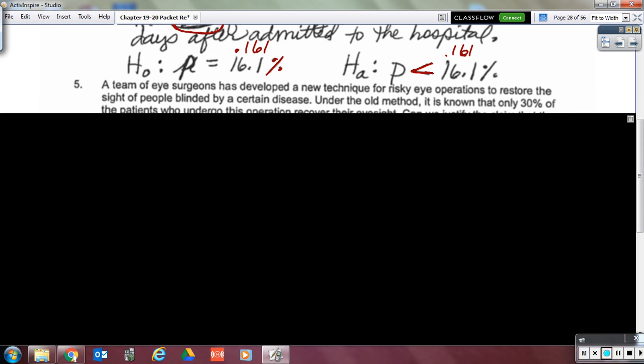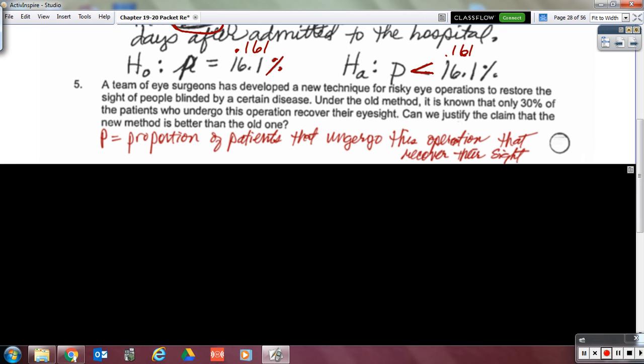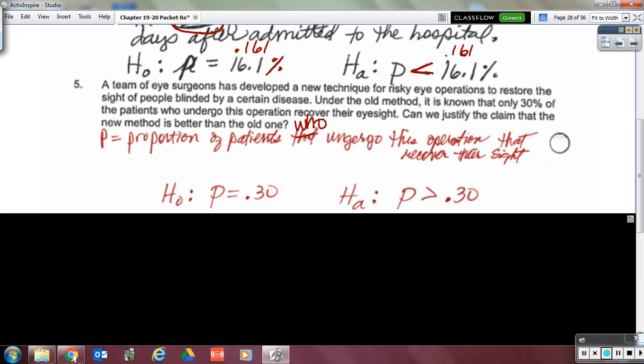Okay, next one, number 5. This is the proportion of patients that undergo this operation and recover their sight. This probably should be proportion of patients who undergo this operation. If some English person was in here, probably would want that. And so the null hypothesis is that P is 0.30, and they're wondering if the new type of surgery increases the rate at which they gain their sight. So P is greater than 0.30.